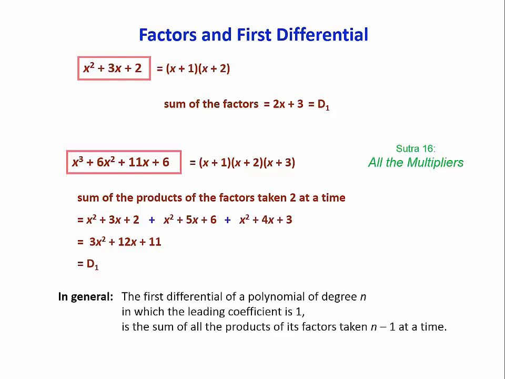So in general we can say that the first differential of a polynomial of degree n, the degree is the highest power of x in the polynomial, in which the leading coefficient is 1, the coefficients of the x cubed and the x squared here are 1, is the sum of all the products of its factors taken n minus 1 at a time. So this paper shows a use of this result.